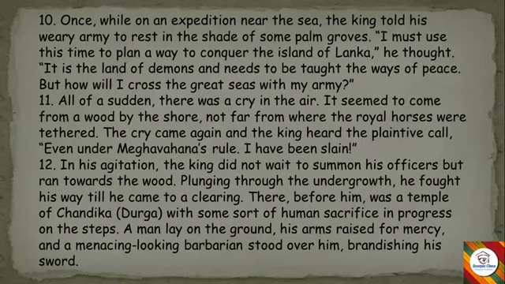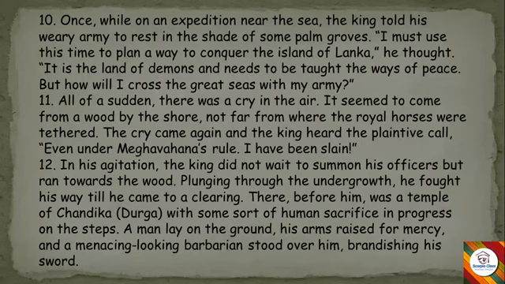So, in his agitation, the king did not wait to summon his officers, but ran towards the wood. Plunging through the undergrowth, he fought his way till he came to the clearing. There, before him was a temple of Chandika, Durga, with some sort of human sacrifice in progress on the steps. A man lay on the ground, his arms raised for mercy, and a menacing-looking barbarian stood over him, brandishing his sword.